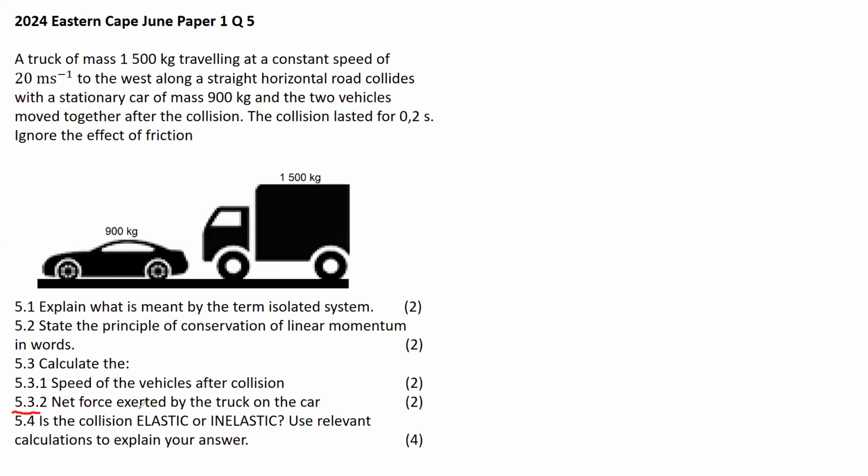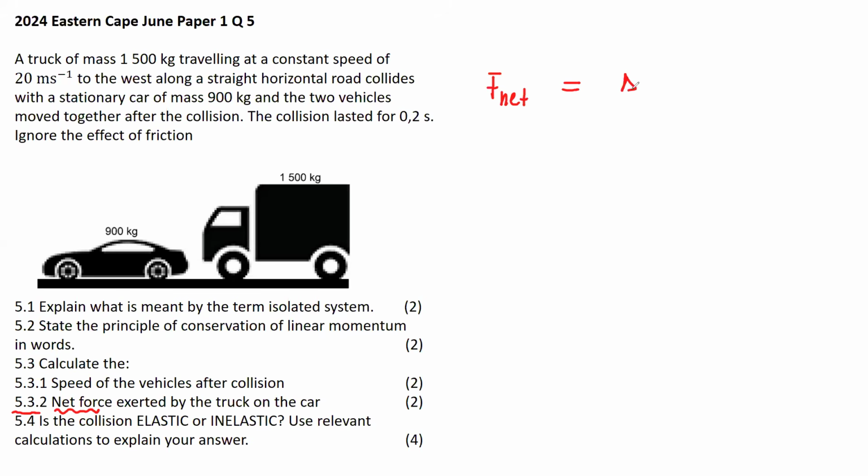I have a statement that I say to my students every time I teach: your choice of the equation depends on the information given. What you choose as an equation to use in a question will ultimately depend on the information that has been given. So look at this. Net force exerted by the truck on the car. So that's what we're looking for. We're looking for F net.